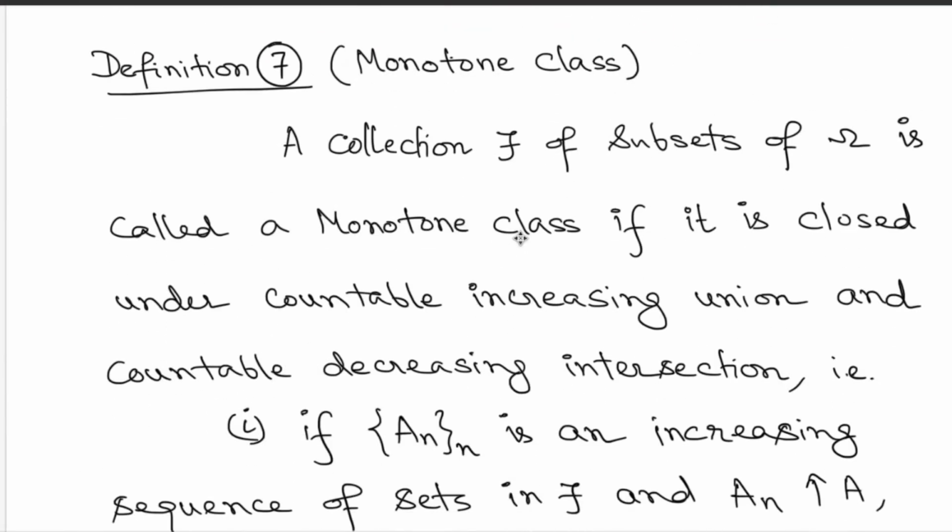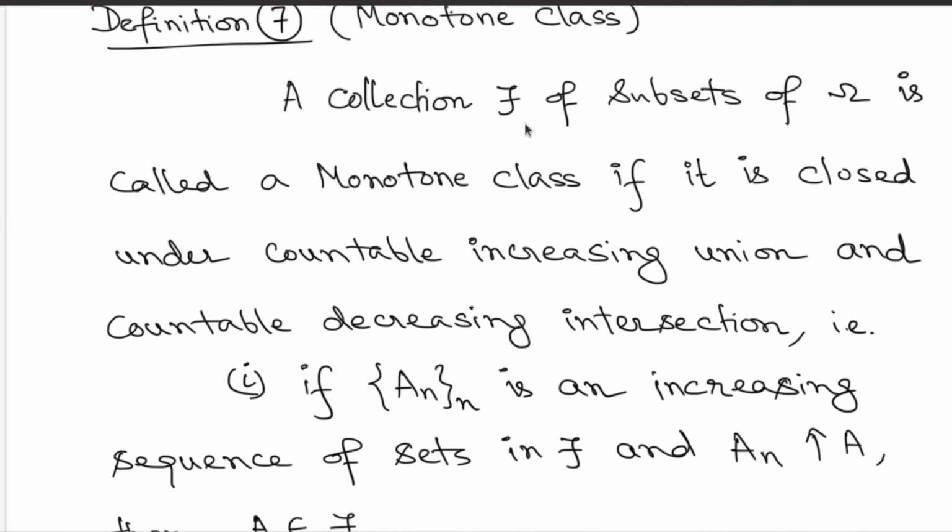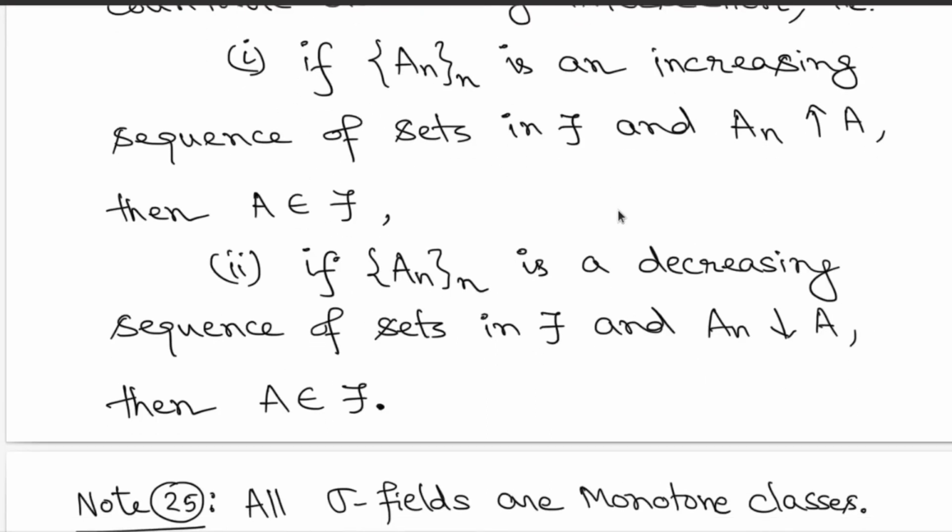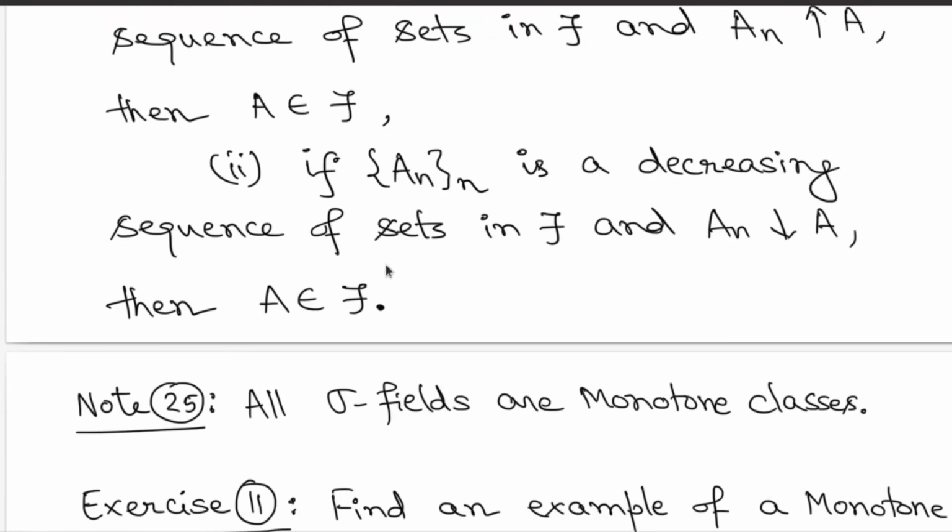Once you have a collection of subsets script F with these properties, that it's closed under countable increasing unions and countable decreasing intersections, I shall call it a monotone class. Now, for all these operations that you expect, I want to see examples. The first examples that you will immediately get are sigma fields.